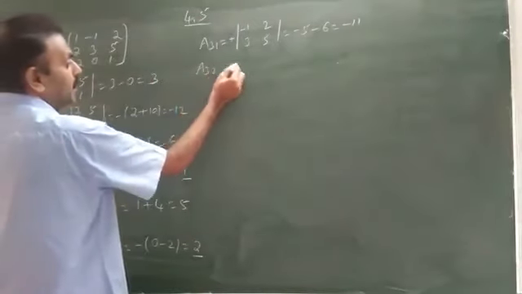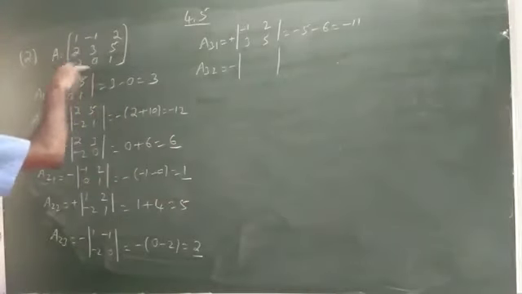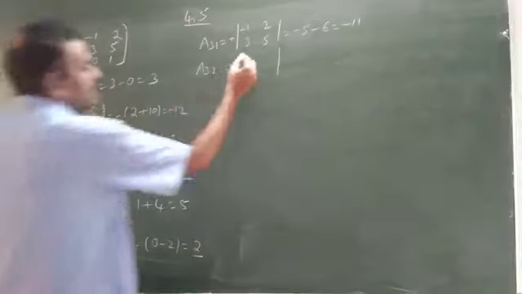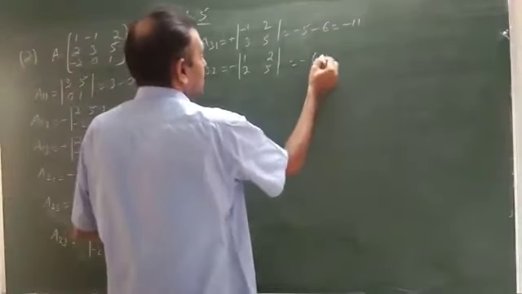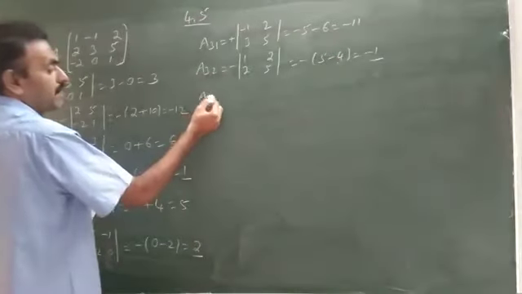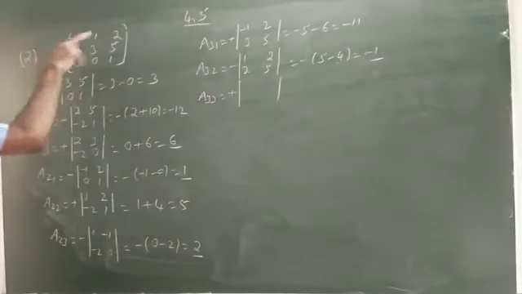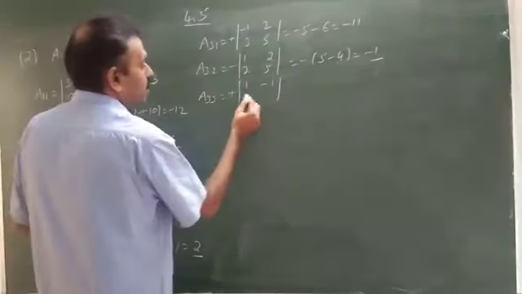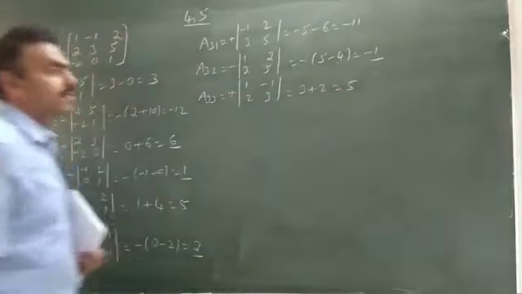I take up A32, the sign is negative. The cofactor of 0, leave that row and column, 1, 2, 2, 5, it is minus of 5 minus 4, which is equal to minus 1. To take up A33, sign is positive, leave that row and column, 1 minus 1, 2, 3, you will be getting 3 plus 2, it's equal to 5.